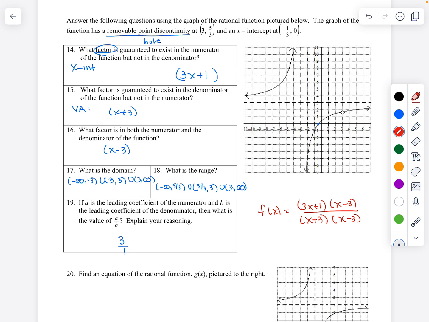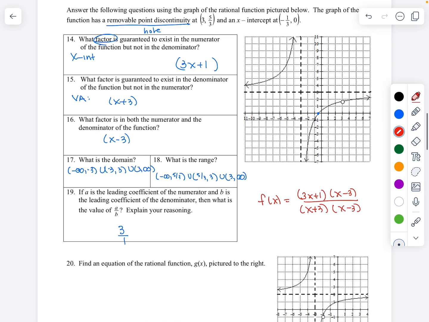Okay, I want you to take a look and see if you can get the equation to the bottom one. So go ahead and pause, and then I'm going to scroll up to number 20 when you unpause.